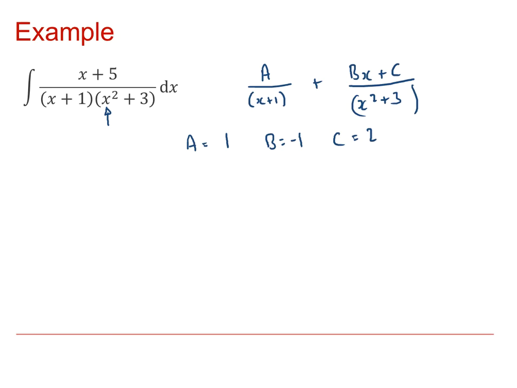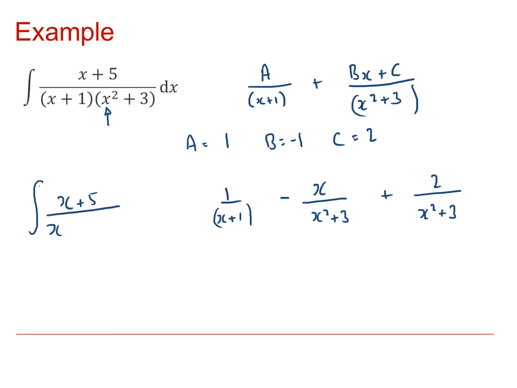But this means that we can write the expression in the integral as 1 over x plus 1, and then taking the x term, minus x over x squared plus 3 and plus 2 over x squared plus 3. And therefore the integral of x plus 5 over x plus 1 times x squared plus 3 dx must be the same as the integral of each of these parts.